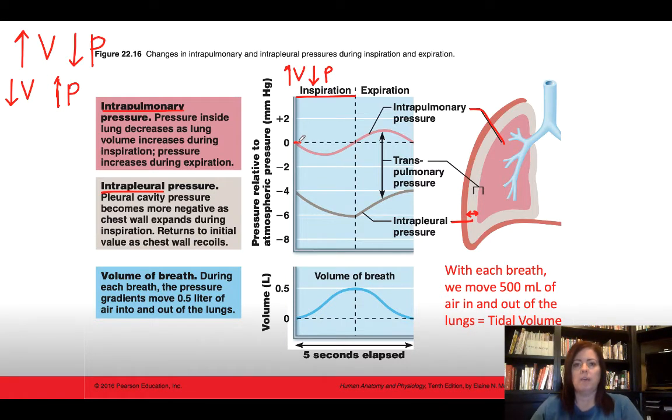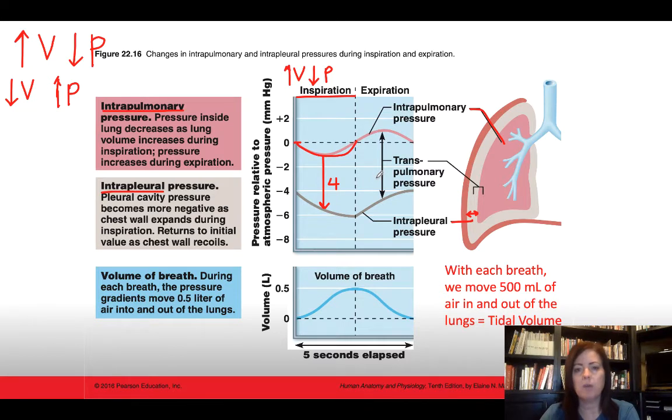And we take that breath in. What happens to our pressure? It basically falls down into the negative as we breathe in. That's going to pull air in, because air is going to flow down its pressure gradient. At that point, it's at a higher pressure in the atmosphere around us than in our lungs, so air is going to flow into our lungs. Okay, and then we can drop down. We always have this difference between intrapulmonary pressure and intrapleural pressure. It's always going to be about 4 millimeters of mercury difference between those two.